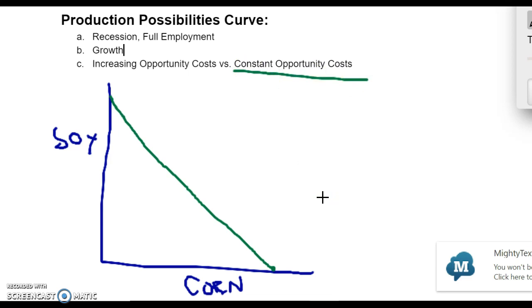So if they ask you to draw a PPC, try to figure out if it's increasing or normal, or if it's a constant opportunity cost because the goods are very similar. All right, that's all I have for the production possibilities curve. I hope that was helpful.